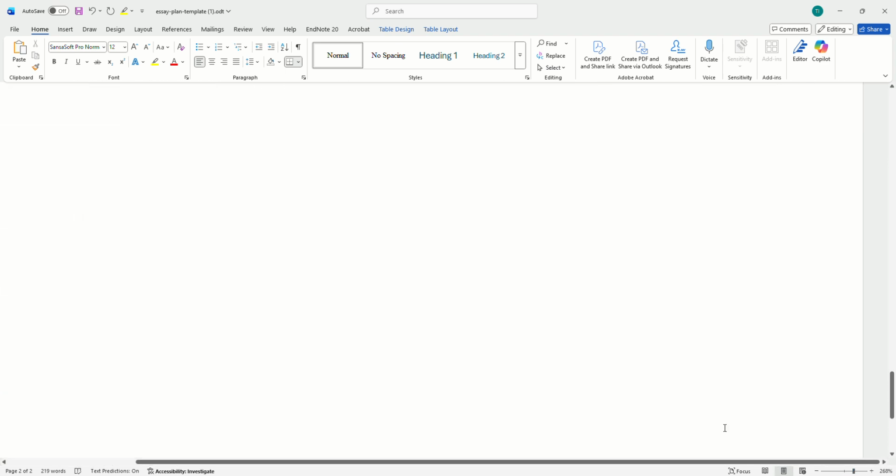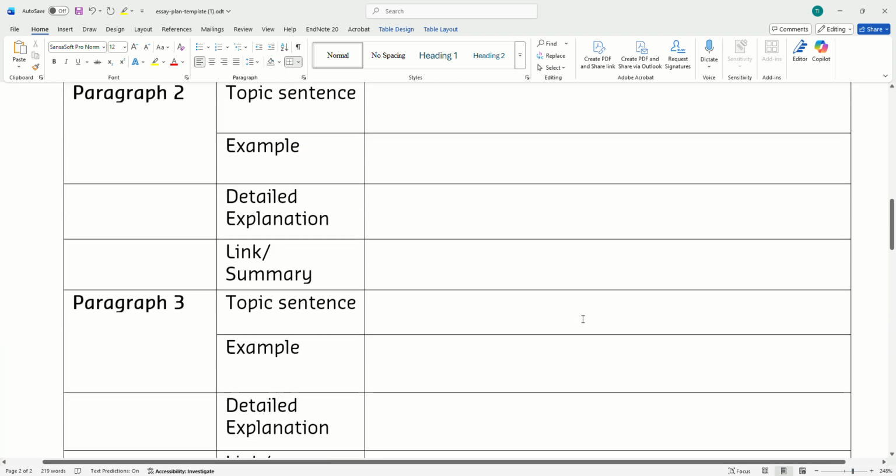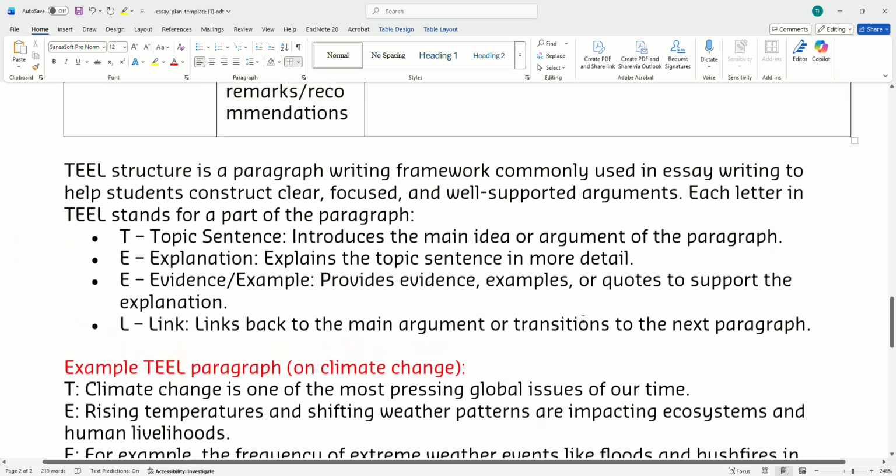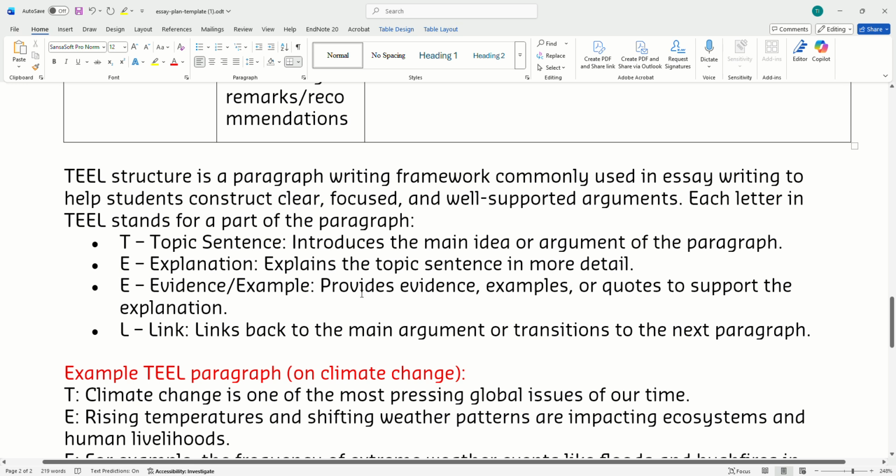Like I've said previously, I will be making another video with a proper example for the essay. So with the TEAL paragraph, the topic sentence is what introduces the main idea or the argument of the paragraph. Explanation explains the topic sentence in detail, and the evidence provides the examples or quotes to support the explanation. And the link or the summary is what links back to the main argument or transitions to the next paragraph.